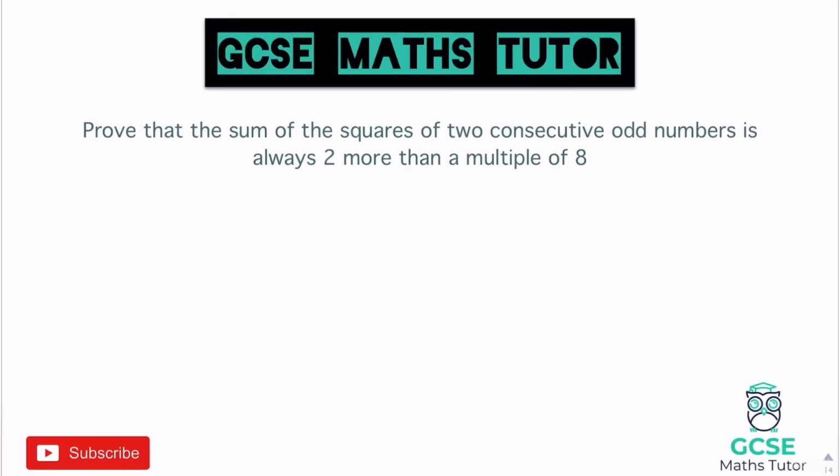So it says prove that the sum of the squares of 2 consecutive odd numbers. So there's a few numbers that you need to know. So any number we refer to as n. An even number, well, if you get any number and times it by 2, it becomes even.